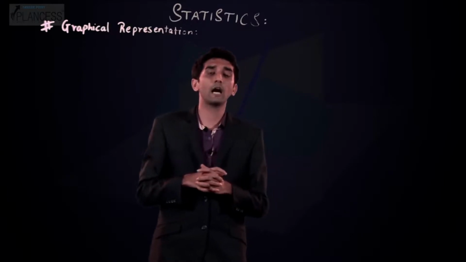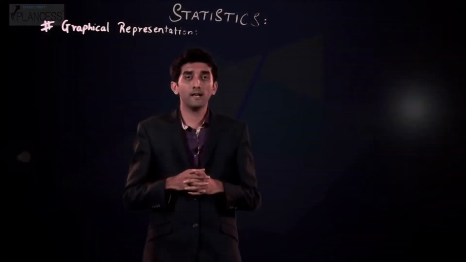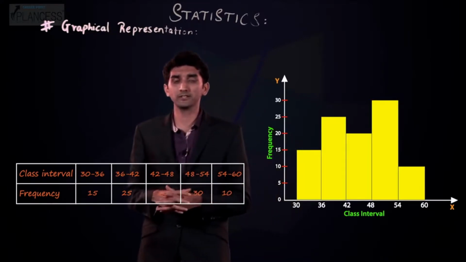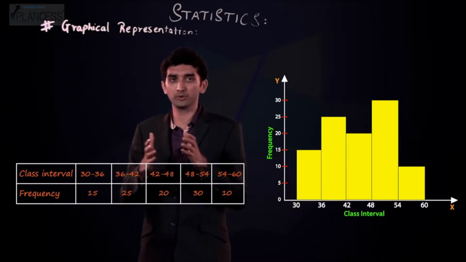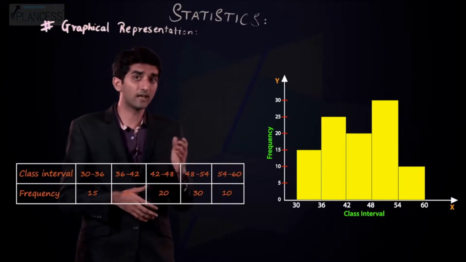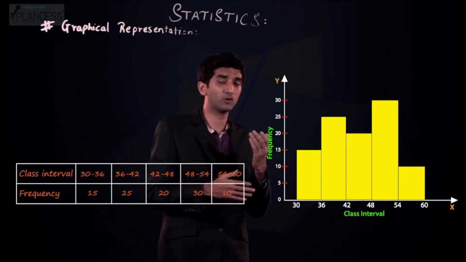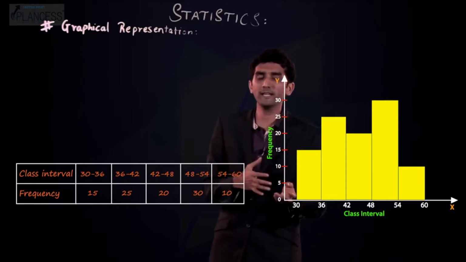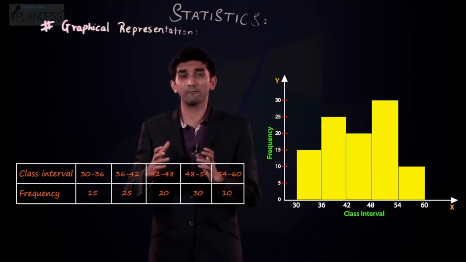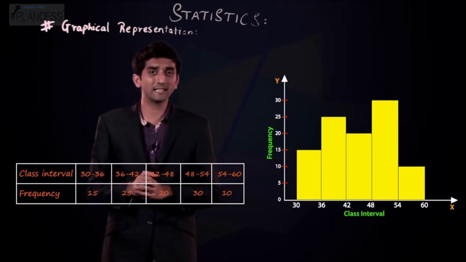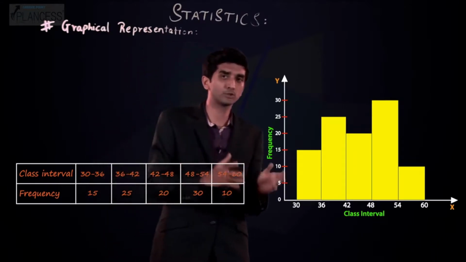Now we will learn about histogram. A histogram is nothing but a graphical representation of a frequency distribution table, with the width being the class intervals and the heights of the rectangles being their corresponding frequencies. It's quite similar to a bar graph, but very distinct from bar graph at the same time. Let's take an example to understand what a histogram is.